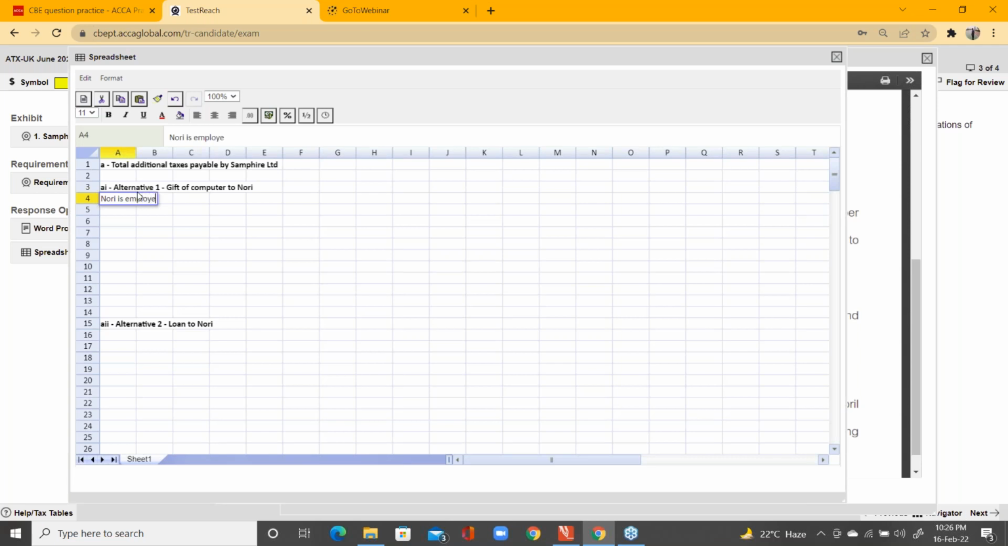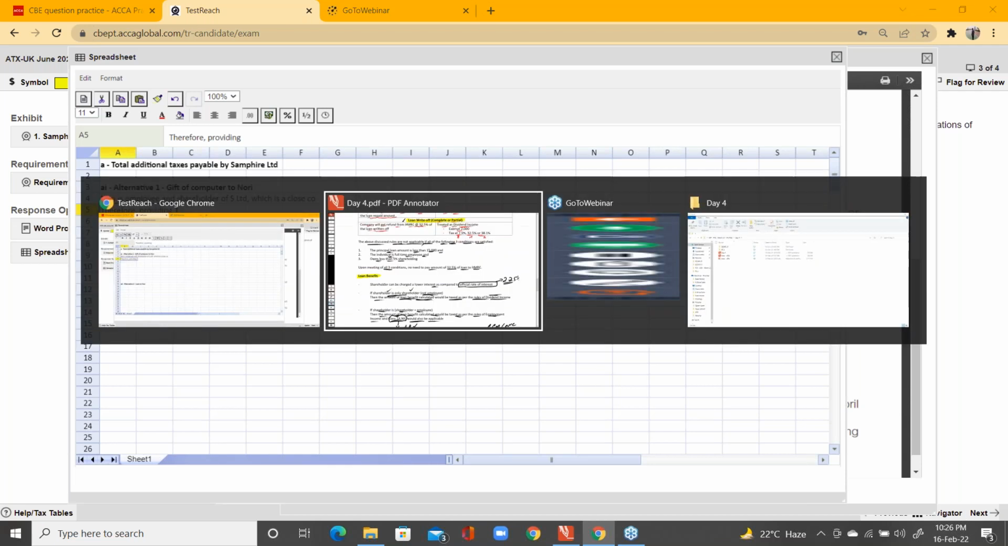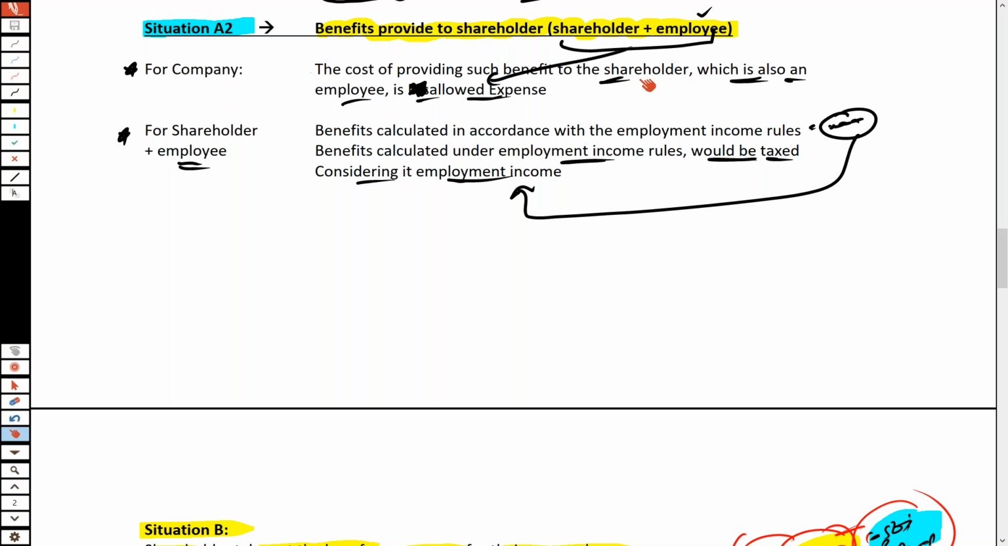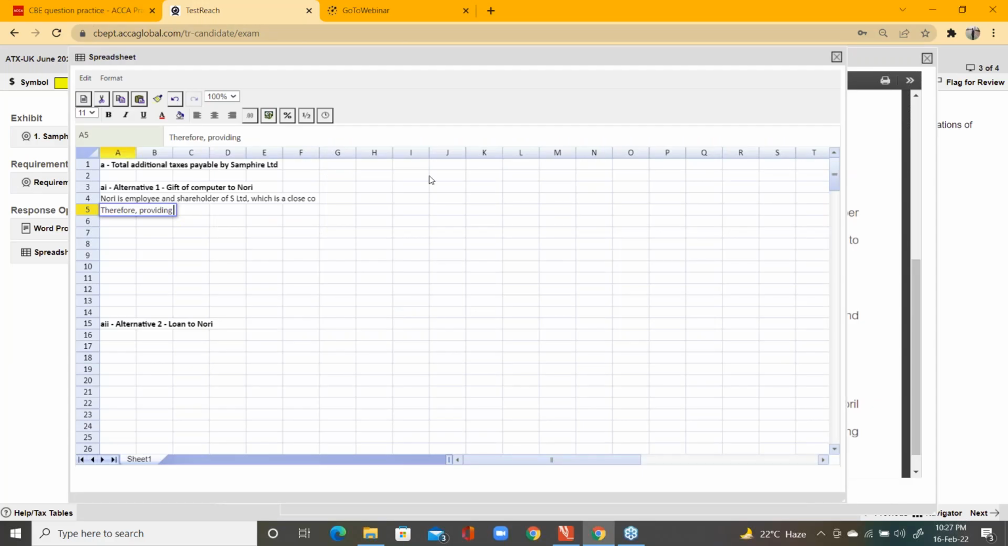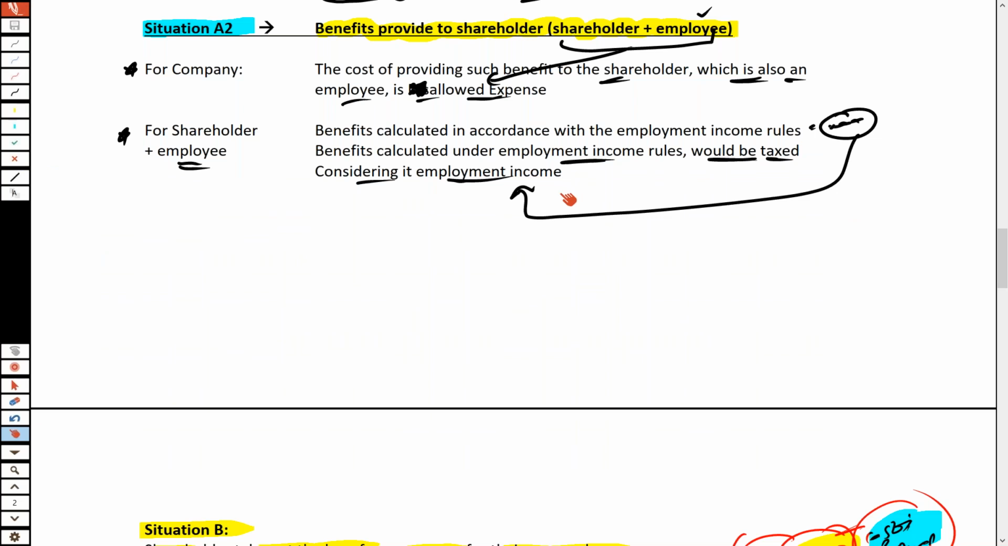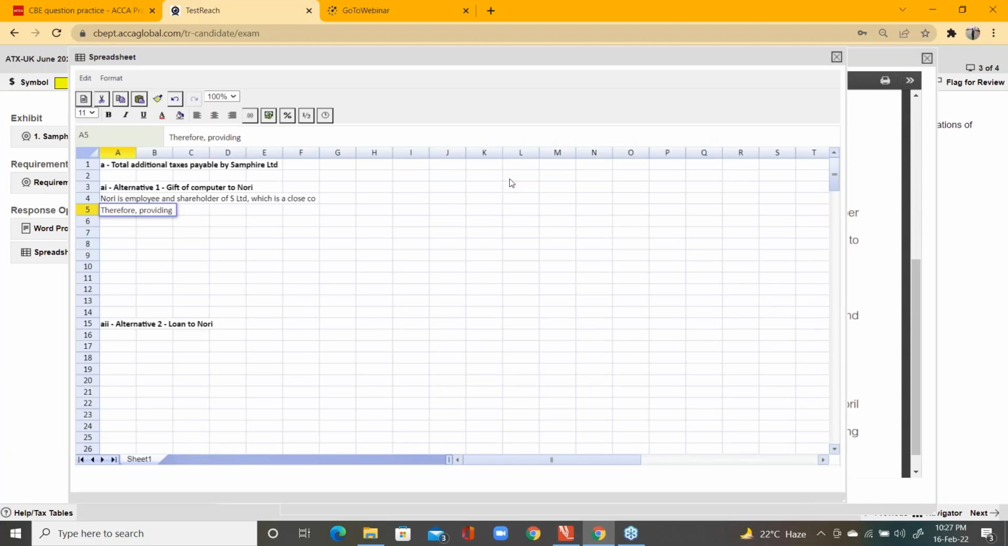N is an employee and shareholder of S Limited, which is a closed company. Therefore, providing an asset to a shareholder who is also an employee, for the company it will be an allowable expense, and for the shareholder it would be considered employment income. But as it's an interest-free loan, remember this in mind.